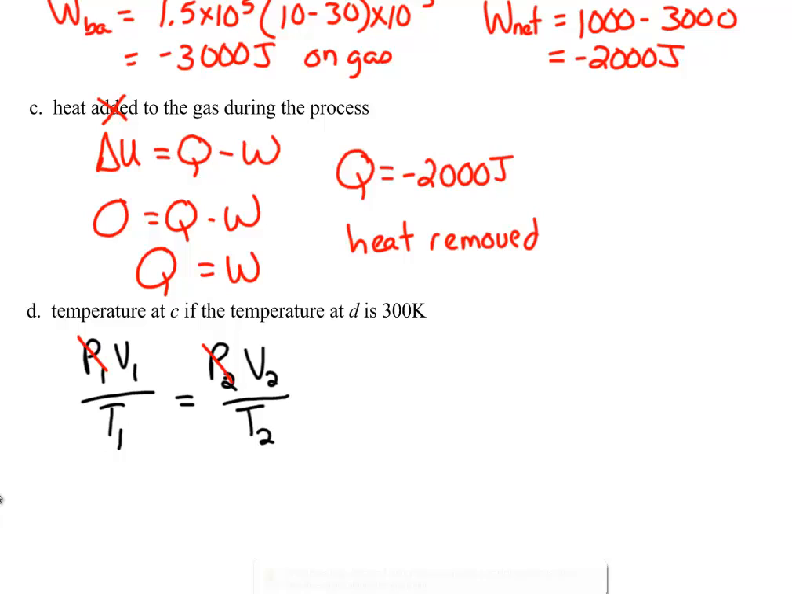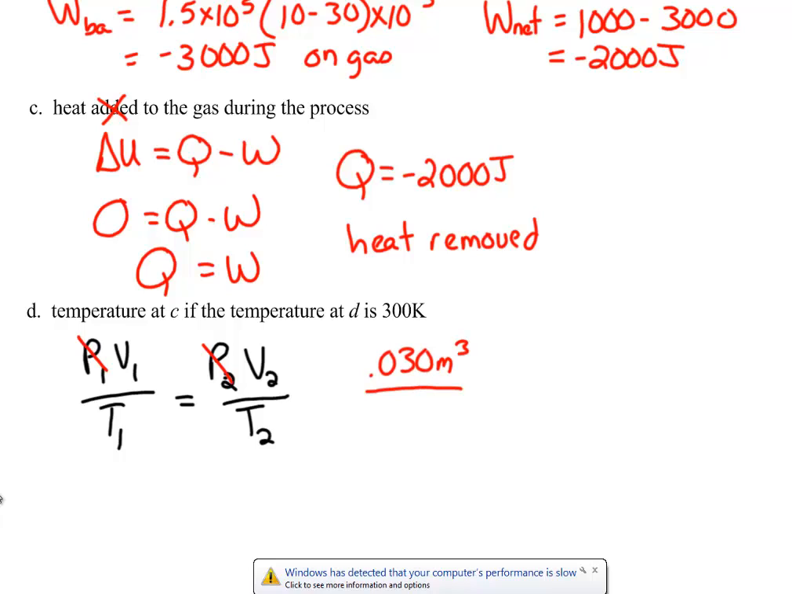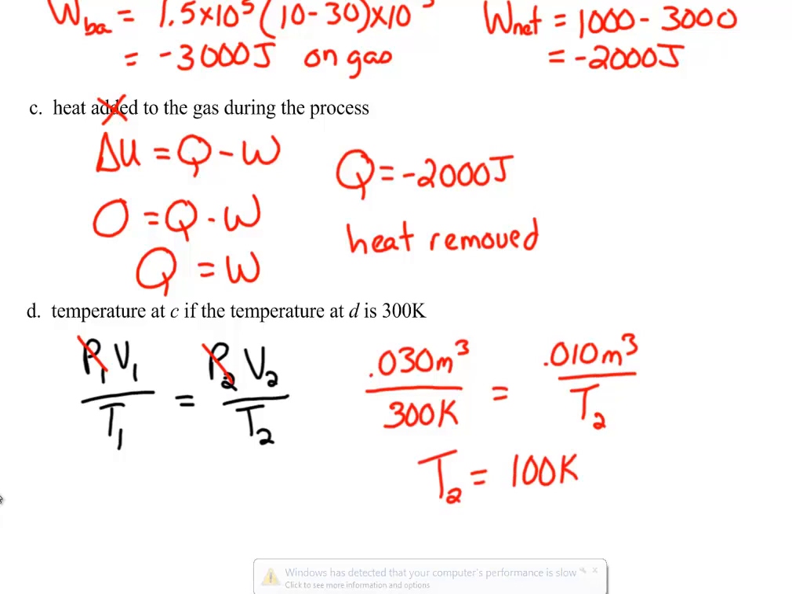Okay, we're going to be given quantities starting with D, so our volume at D is 0.030 meters cubed. Temperature is 300 Kelvin. At C, we have a volume of 0.010 meters cubed, and we're looking for T2. And we find that T2 is 100 Kelvin. And that takes us through this example of heat cycles.